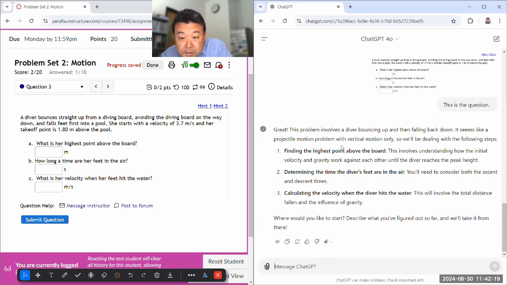It seems like projectile motion with the vertical motion only, which is really not even a projectile motion. It doesn't have the complexity a projectile motion might, so we'll find one like that later. Following steps, finding the highest height. Yeah, it's just laying out the parts. That's good. These symbols on the same initial velocity and gravity work against each other. Okay. So where would you like to start?